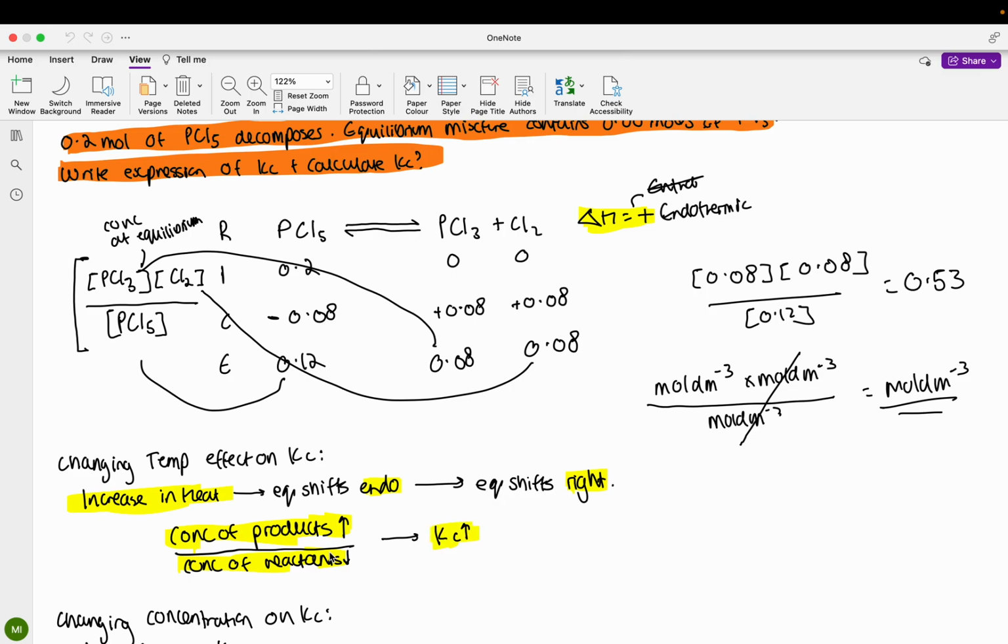So this is how you can work out how temperature has an effect on Kc. Look at where it shifts. If it shifts to the right, Kc will increase. If it shifts to the left, Kc will decrease.